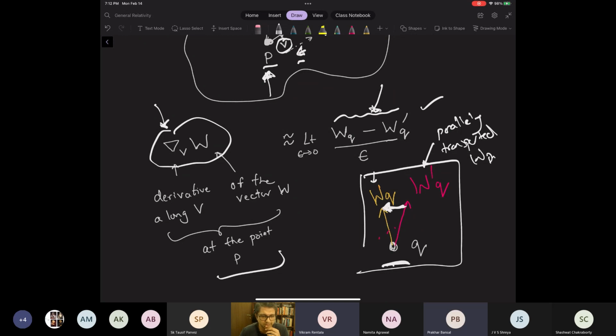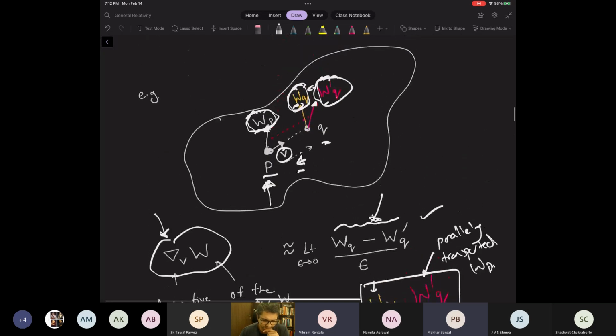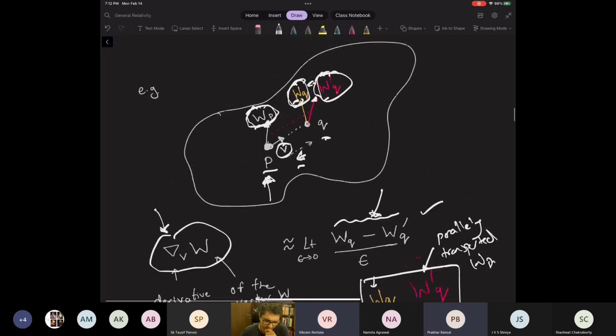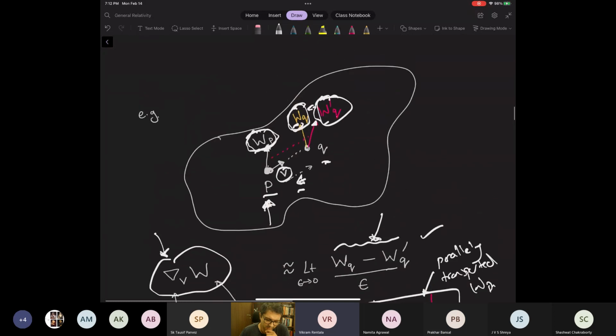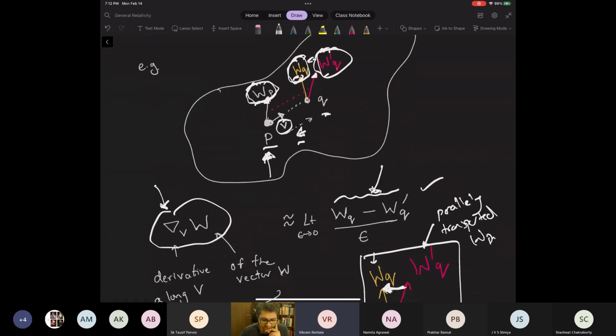Sir, I have a doubt. Sir, instead of transporting P to the point Q, can't we transport the Q vector to the P vector? Because when we are subtracting WQ from WQ prime, what you would get is a vector which belongs to TQM, right? Sorry, the tangent space of point Q. Right. Okay. Yes, you can define it that way.